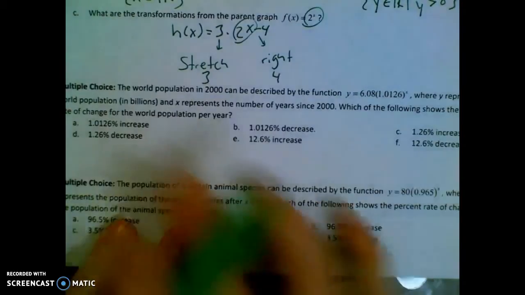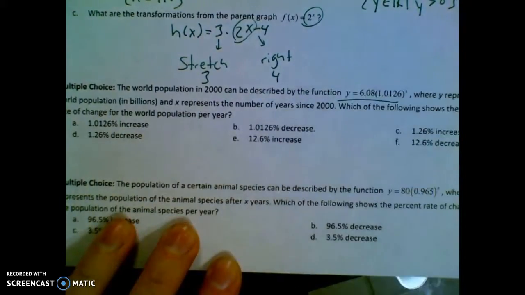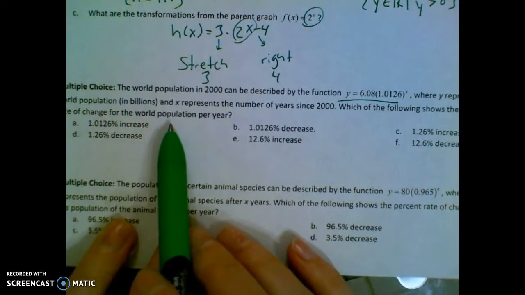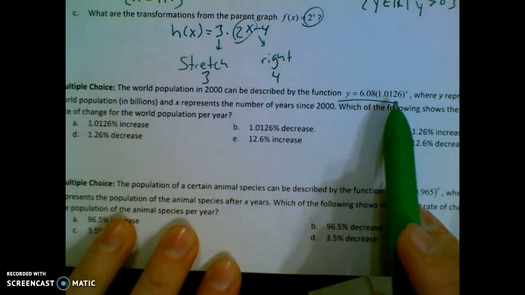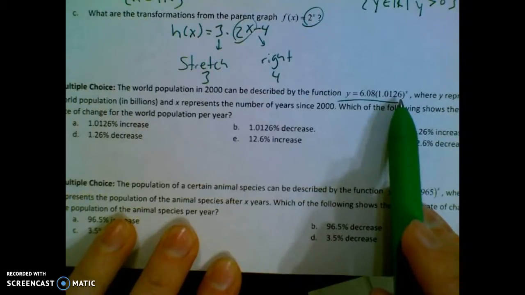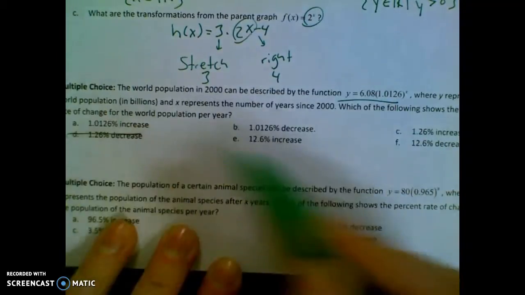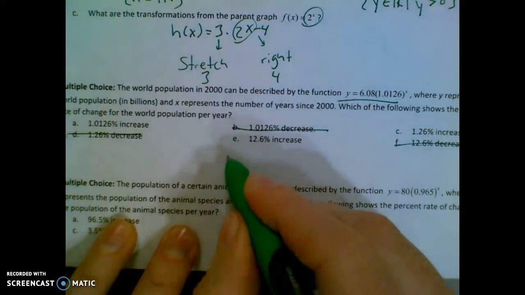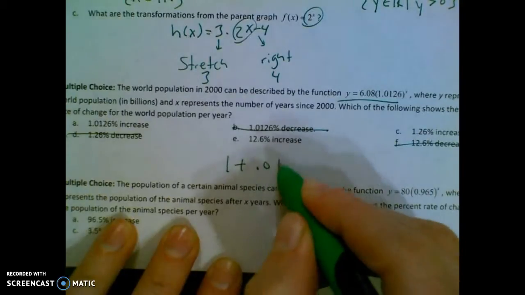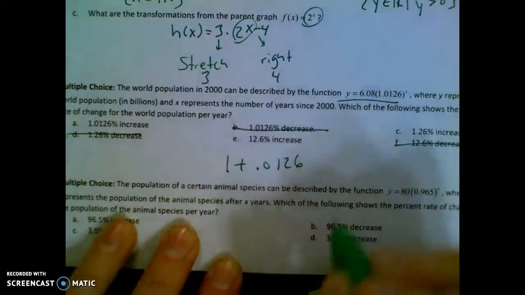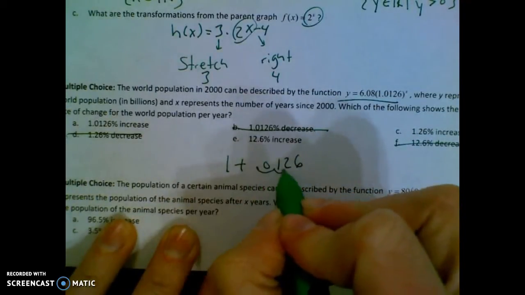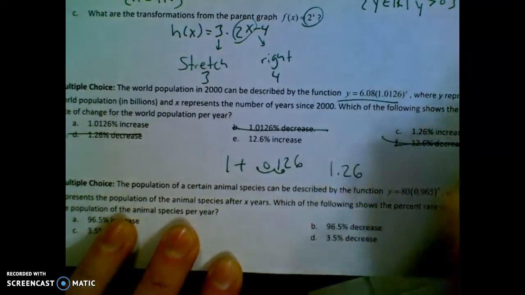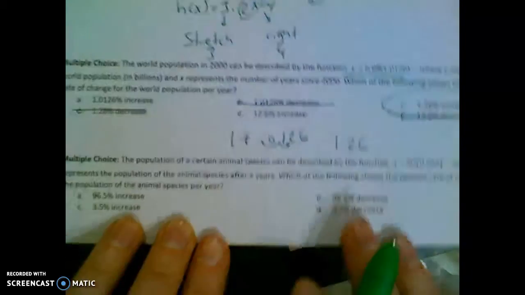Number 10, you can read through this question, but I'm going to look at this equation here, and it's asking me what is the rate of change for the population per year. We're looking at 1.0126. Firstly, it's higher than 1, so it's going to be an increase. So all these decrease answers are not even a possibility. And then the increase: this is 1 plus 0.0126. I want to change that to a percent, so just move it 2 places to the right or multiply it by 100 in the calculator. I get 1.26, and so it's a 1.26% increase.